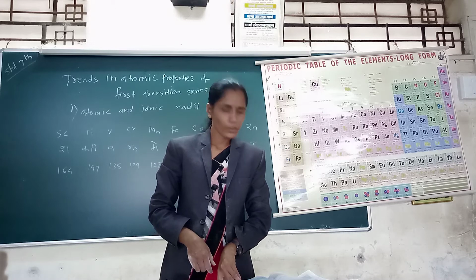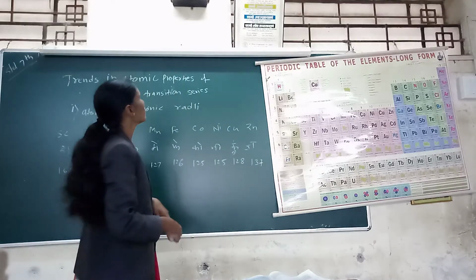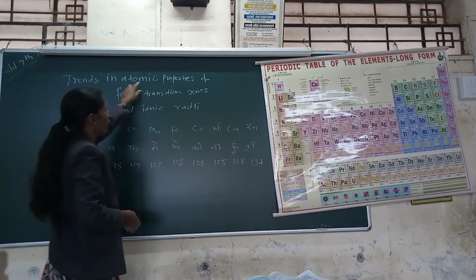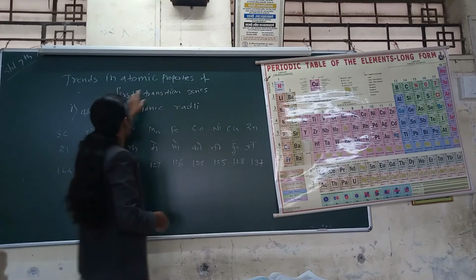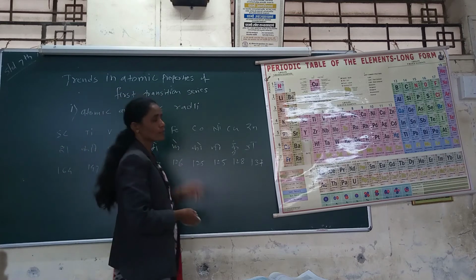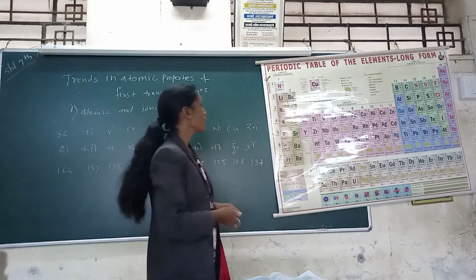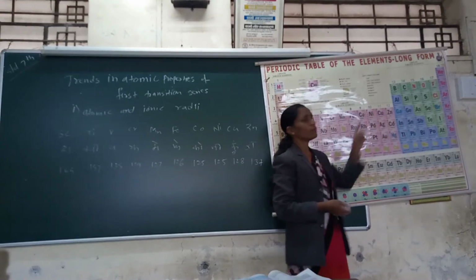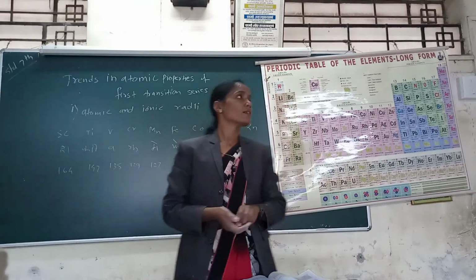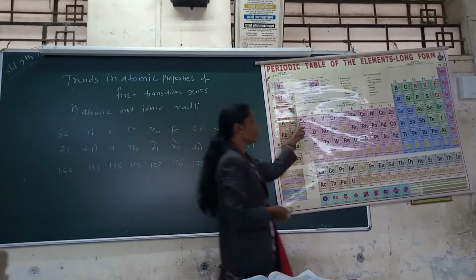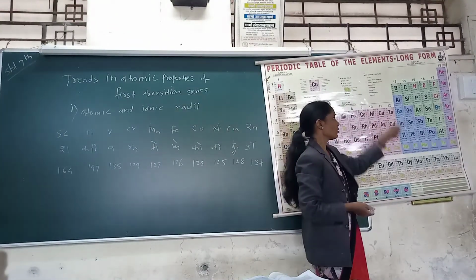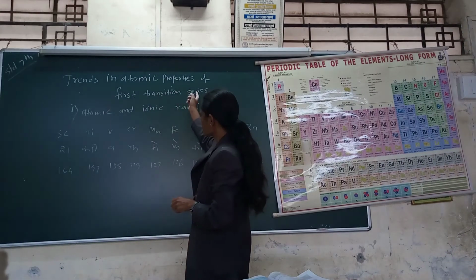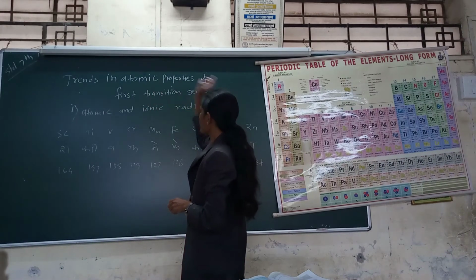In this lecture we are going to start the trends in atomic properties of the first transition series. First transition series means the 3d series of d-block elements, that is from scandium to zinc. This is the first transition series, and the trends in atomic properties.